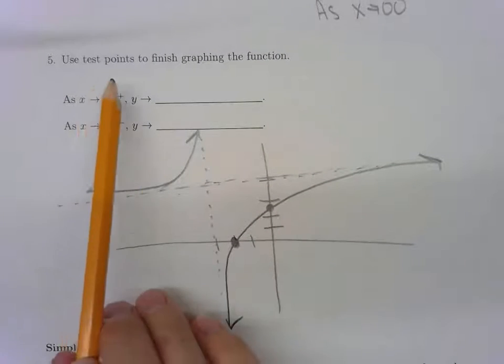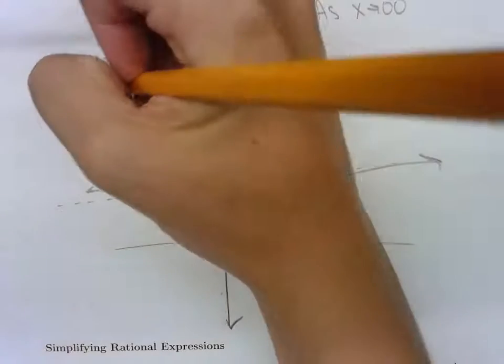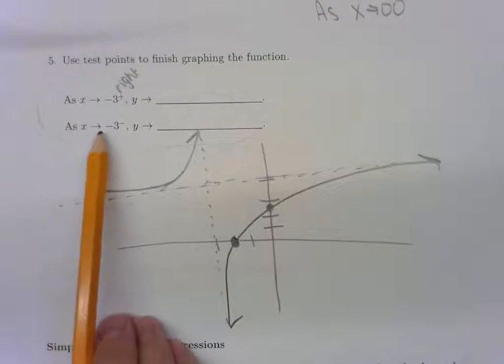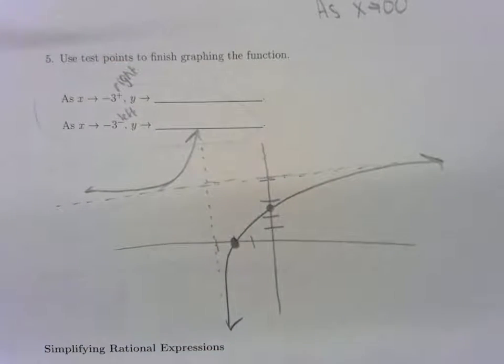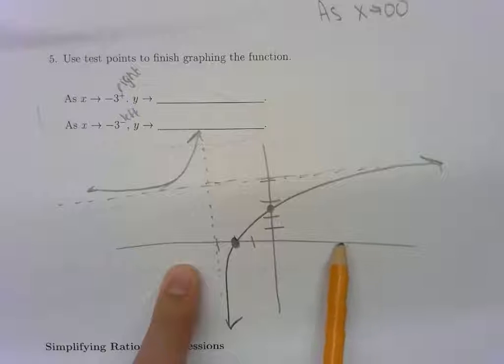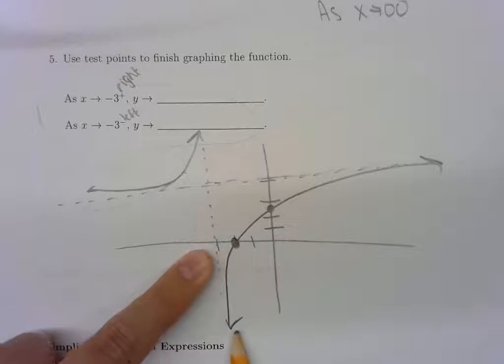You also might have something like this. It says as x goes to -3, this plus sign means from the right, what's happening to y, and as x goes to -3, this would be from the left, what's happening to y. So let's just look at this. As x approaches -3 from the right, your y goes way down here.